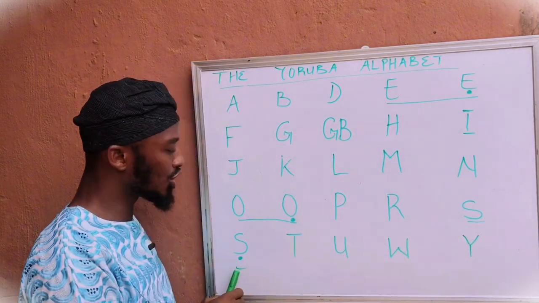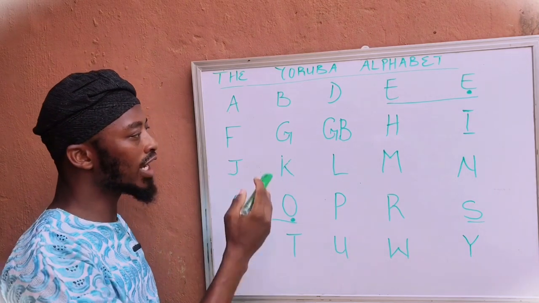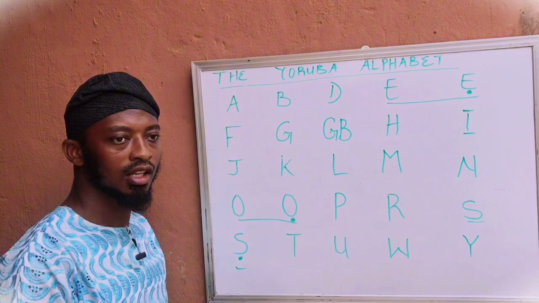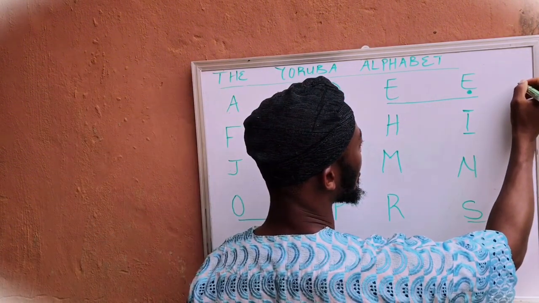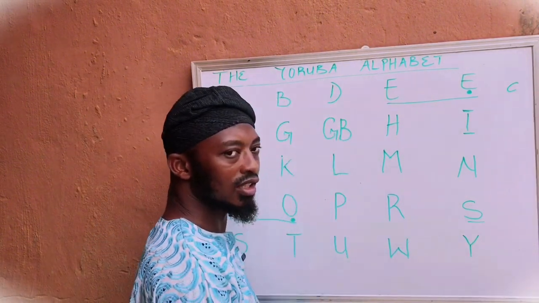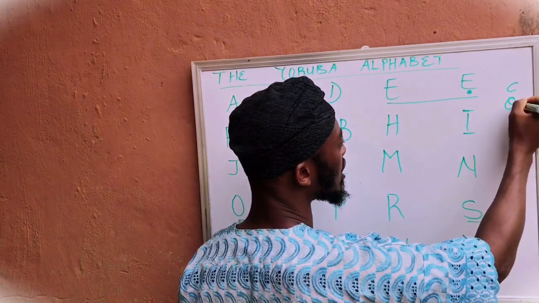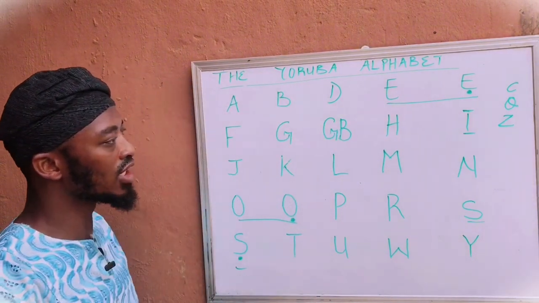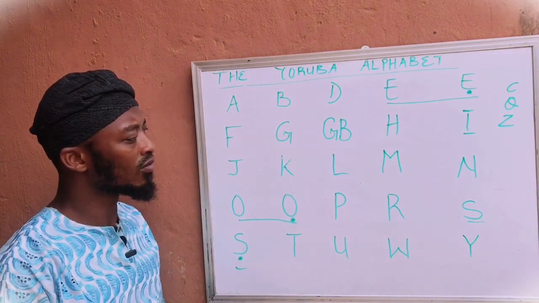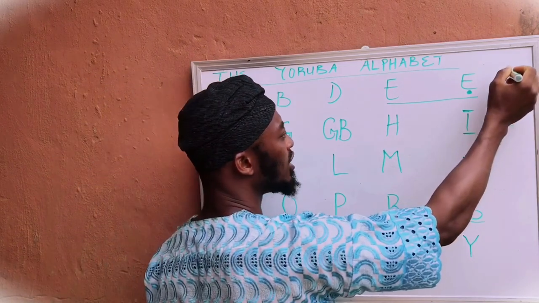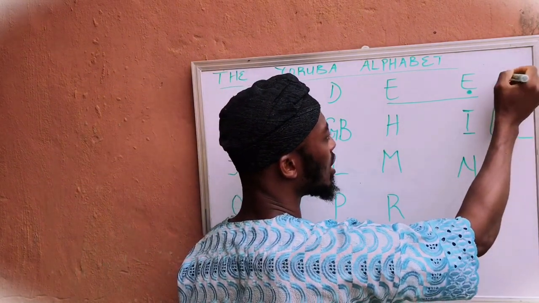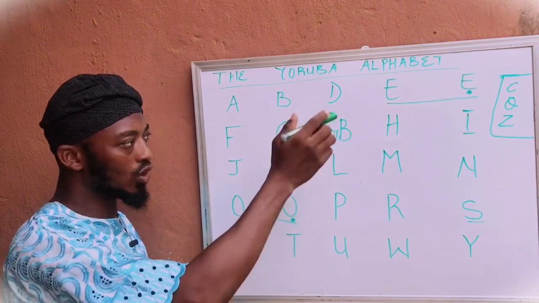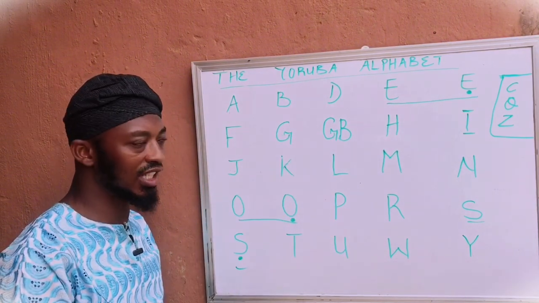This is S, and this is Ṣ. Now, if you look at this alphabet, what letters do we have in the English alphabet that are not in Yoruba? The Yoruba alphabet doesn't have C, doesn't have Q, doesn't have Z. Is there another one I'm missing out? Practically, that is it. So, in the English alphabet, you have these three letters, but there is no way in Yoruba, whether written or spoken, that you have these three letters.